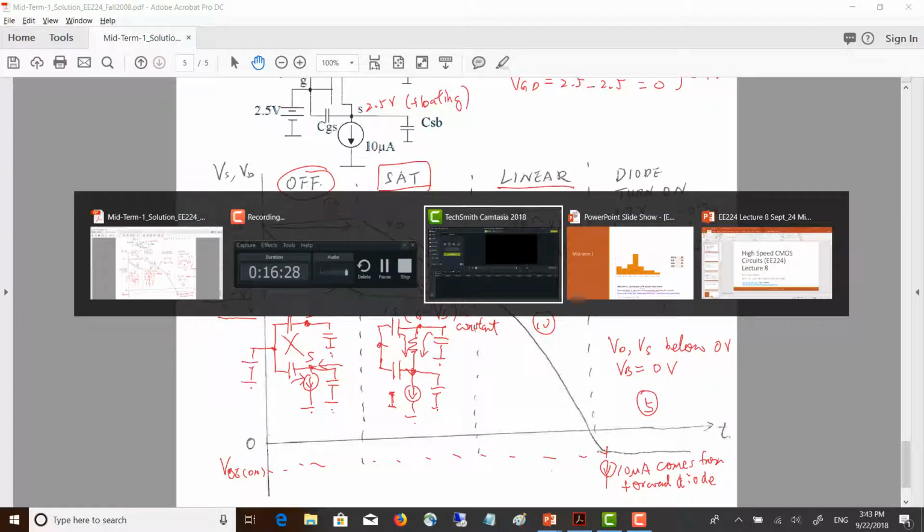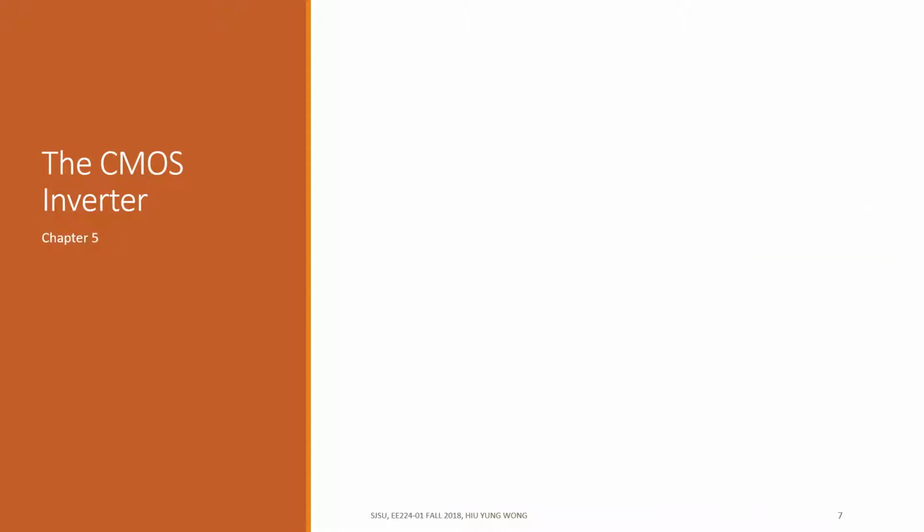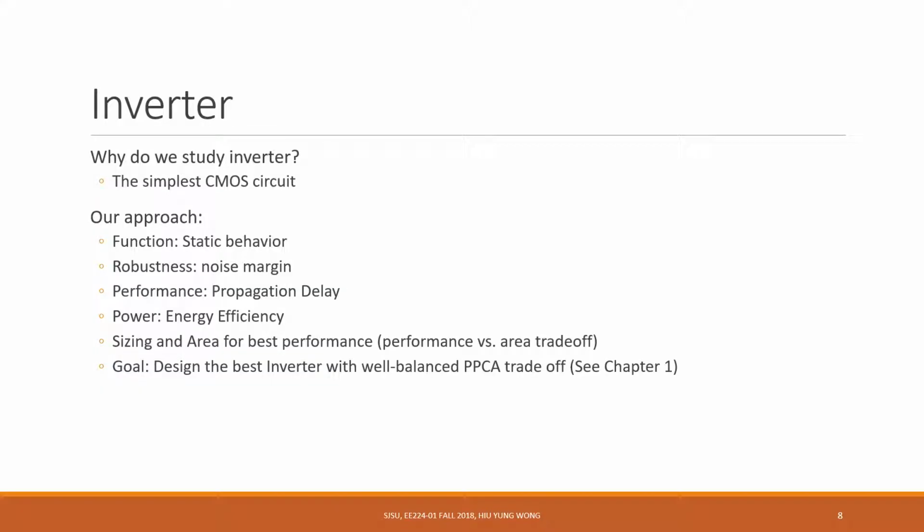So with this, now let's go to today's lecture, the CMOS inverter. We are now in chapter 5. We are going to do some more serious stuff, but we will spend 4 classes on the inverter because this is very important. Once you understand the inverter, you will be able to apply the same concept to other combinatorial logic. This is the simplest CMOS circuit, but it is the most important one. The basic one is the most important.